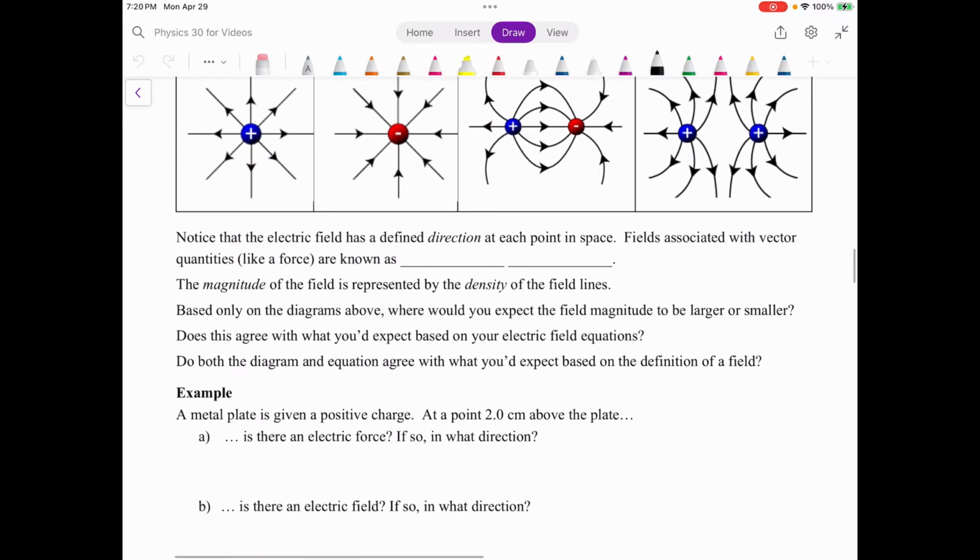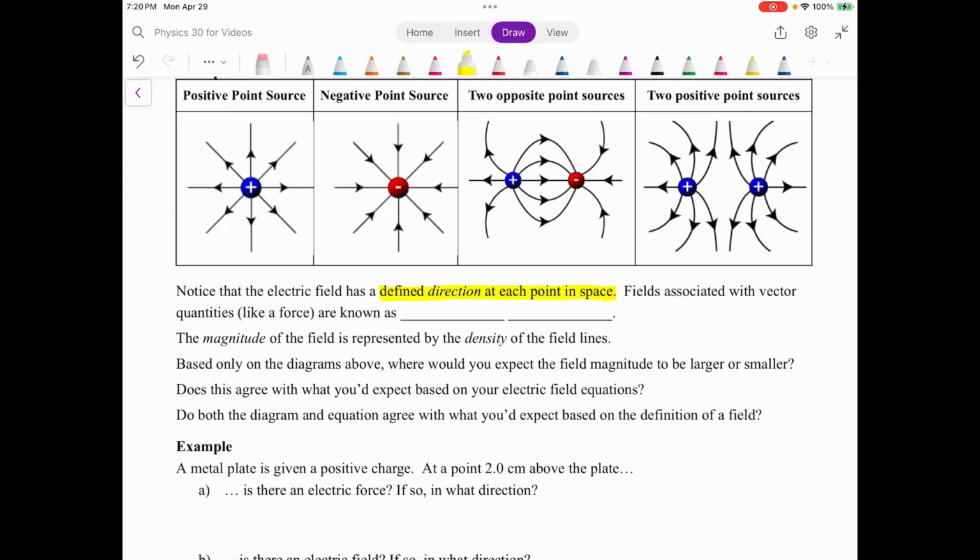Okay, so note that the electric field, as we've been talking about, has a defined direction at each point in space, right? It is a field that has not just a magnitude, it's not just telling you how big the force a positive test charge would be, but also the direction that force would be. And so that doesn't come as a surprise. We kind of talked about this earlier in the lesson, right? Fields that are associated with a vector quantity, like a force, are known as vector fields.